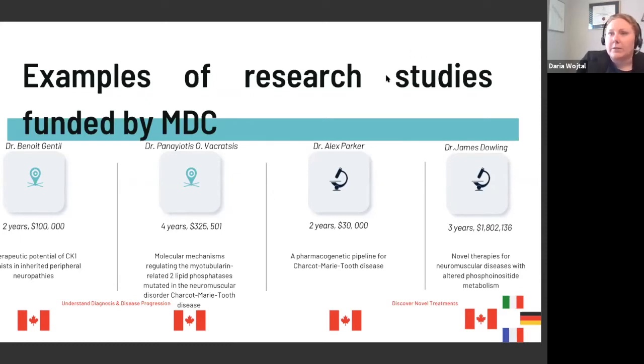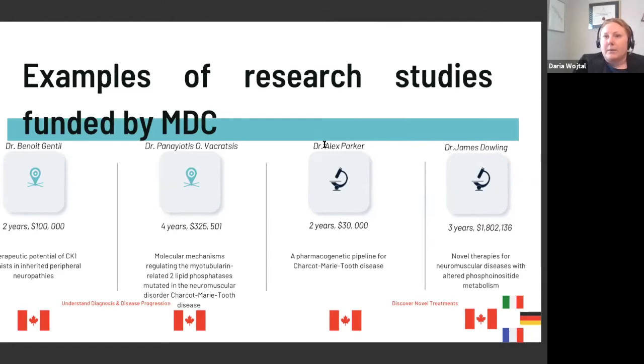Again, these are preclinical studies done in animal models, but this is an essential step in our ability to screen multiple different treatment approaches as well as multiple different drugs before we go into that next step of clinical trials.